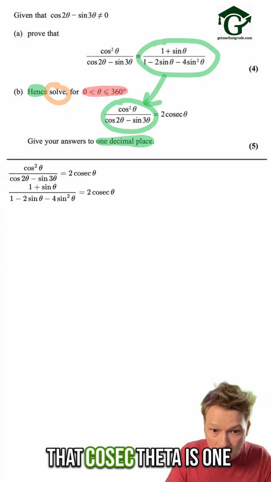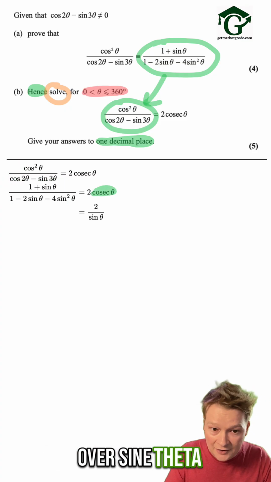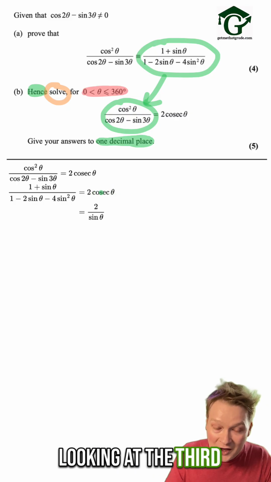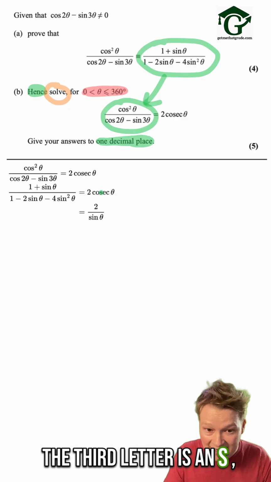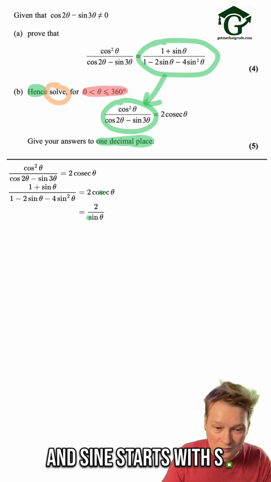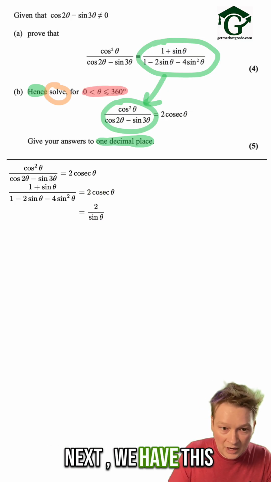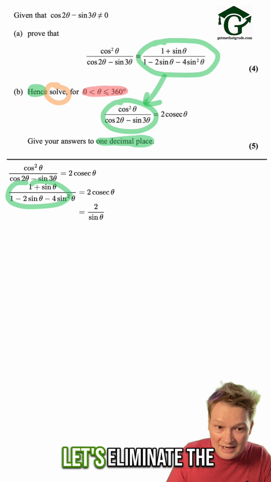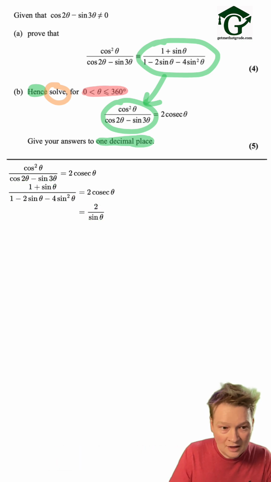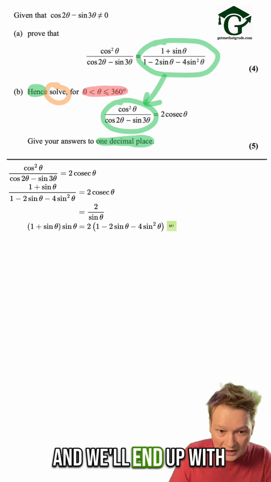Next, you should know that cosec theta is 1 over sine theta. I remember that by looking at the third letter of cosec. The third letter is an S, and sine starts with S. 1 over sine is cosec. So this is 2 over sine theta. Next, we have this fraction equaling this fraction. Let's eliminate the fractions by cross-multiplying. Then we can expand the brackets, and we'll end up with this.